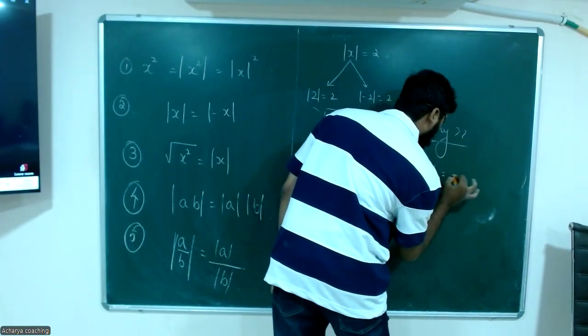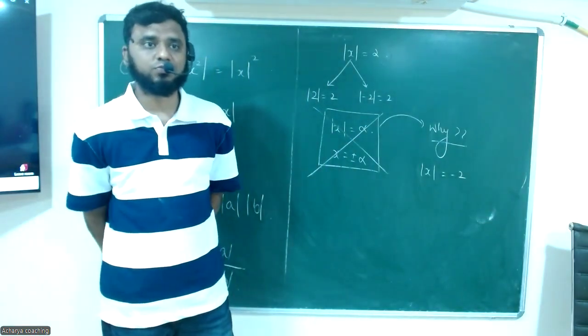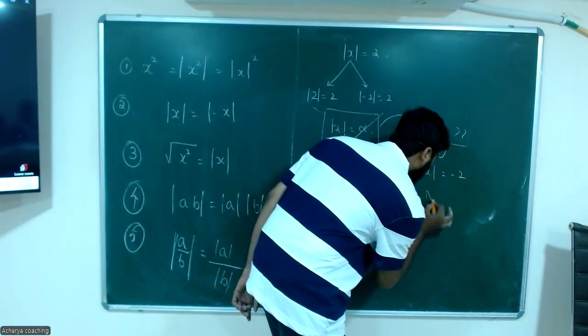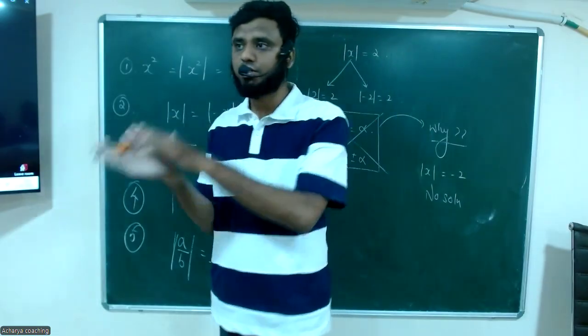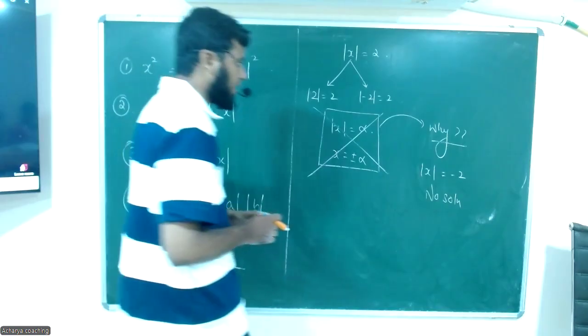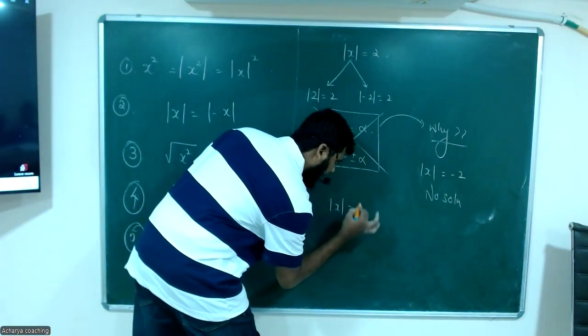Modulus of x equal to minus 2. Can I write x equal to plus or minus 2? We cannot. Modulus of x equal to minus 2 means no solution. There is no real number. After taking modulus, we can't get minus 2 as the answer, right? This is not possible.